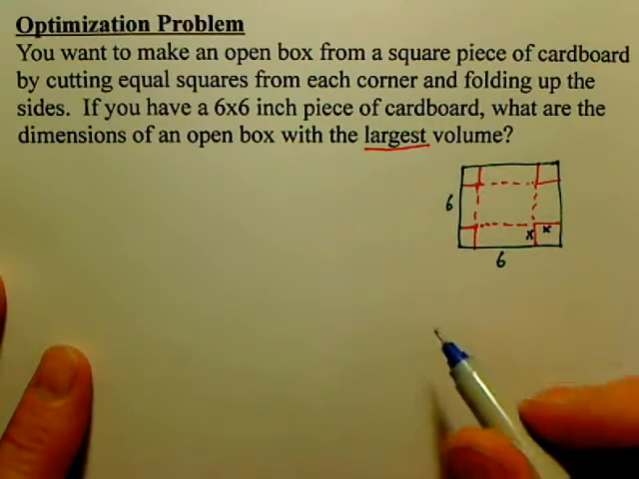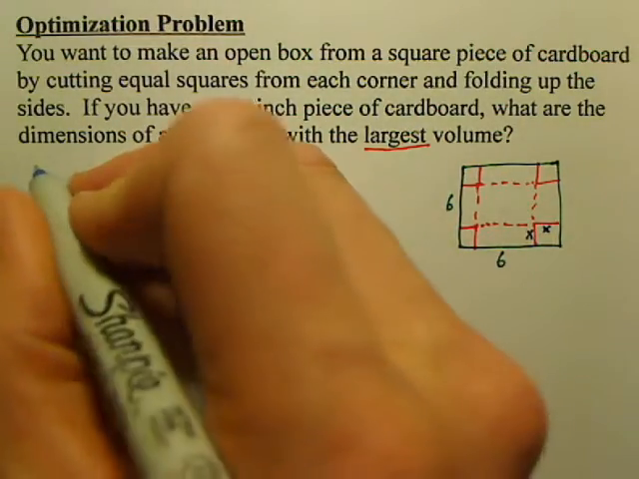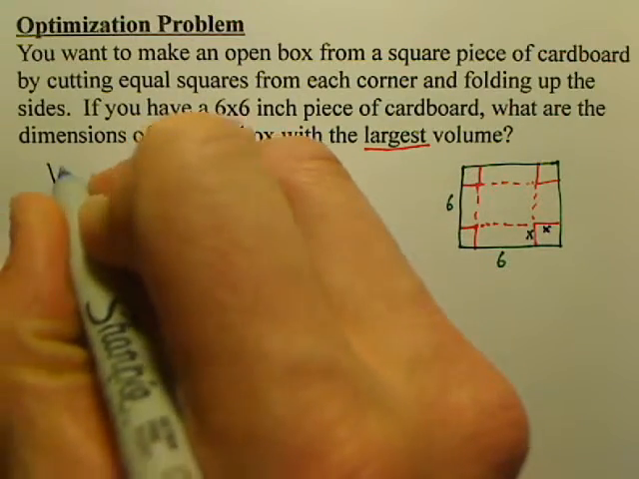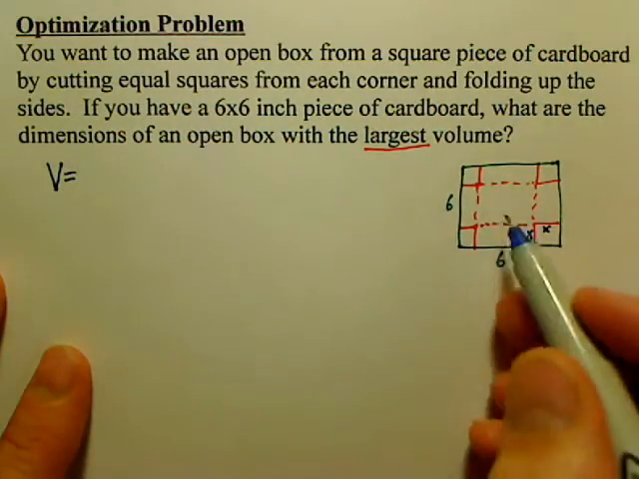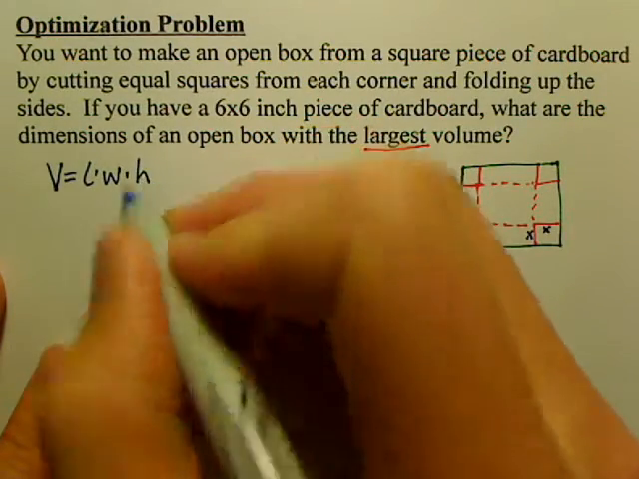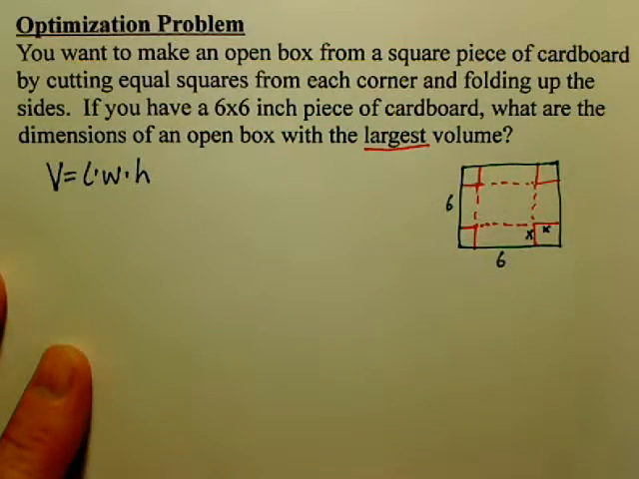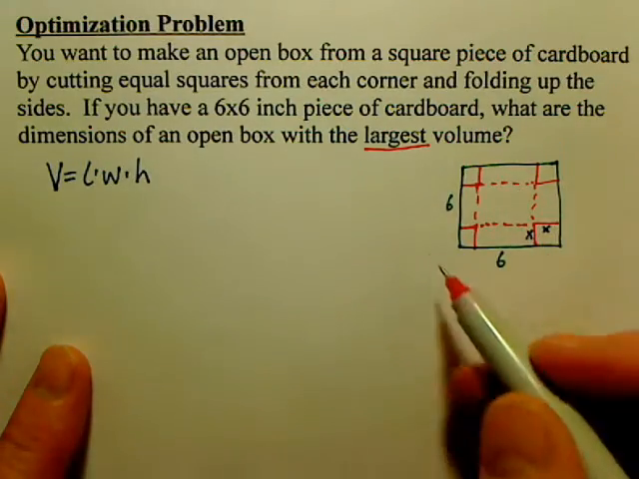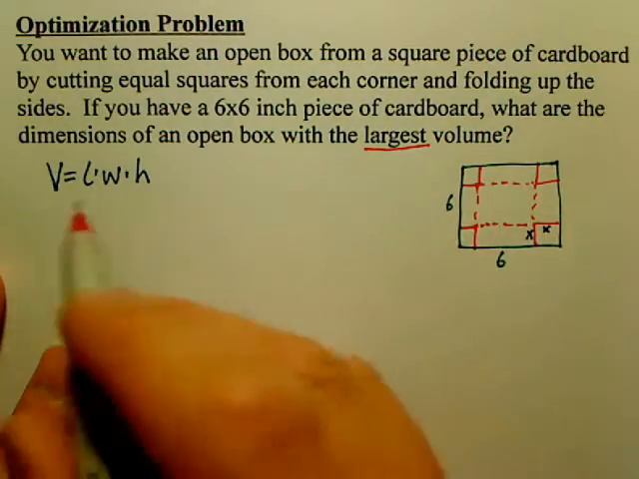Alright, so what are we trying to do? Find the largest volume, so we're maximizing volume. So my equation I'm dealing with is volume equals, well, of a box, isn't volume length times width times height? Well, yeah, length times width times height of a box is volume. Alright, so I'm trying to maximize this.